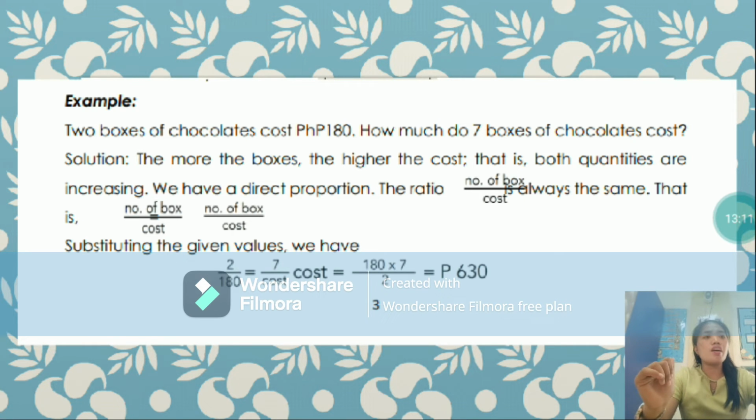So, the answer would be 630 pesos. Okay, that is 180 times 7. Whatever the answer, we divide it by 2, and the result is 630 pesos. Okay, I hope that's clear for the example of direct proportion. Let us proceed to the next kind of proportion.